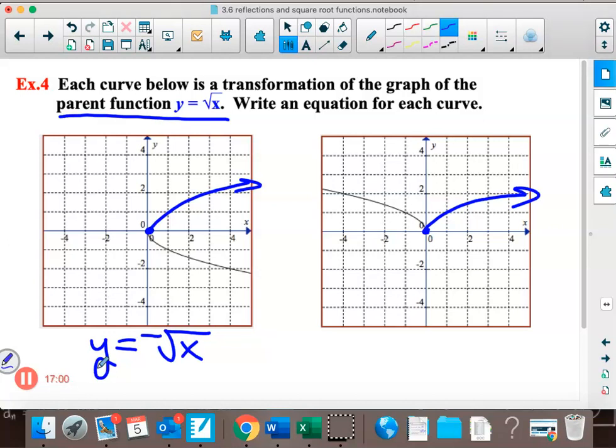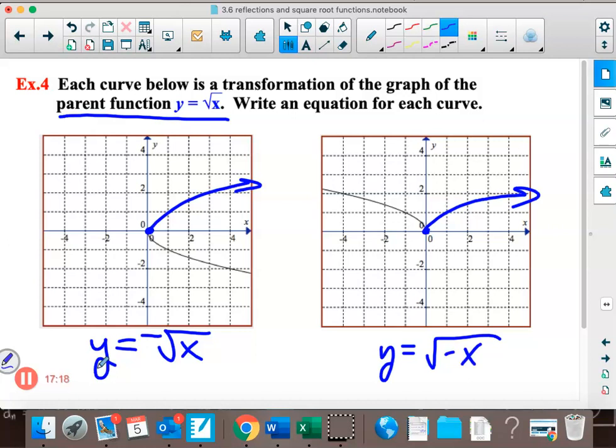For this one, x-axis or y-axis reflection? Y-axis. Good. So now I have to multiply what? The x by -1. So that goes inside. You can't square root a negative number. Ooh! Oh, I love that.